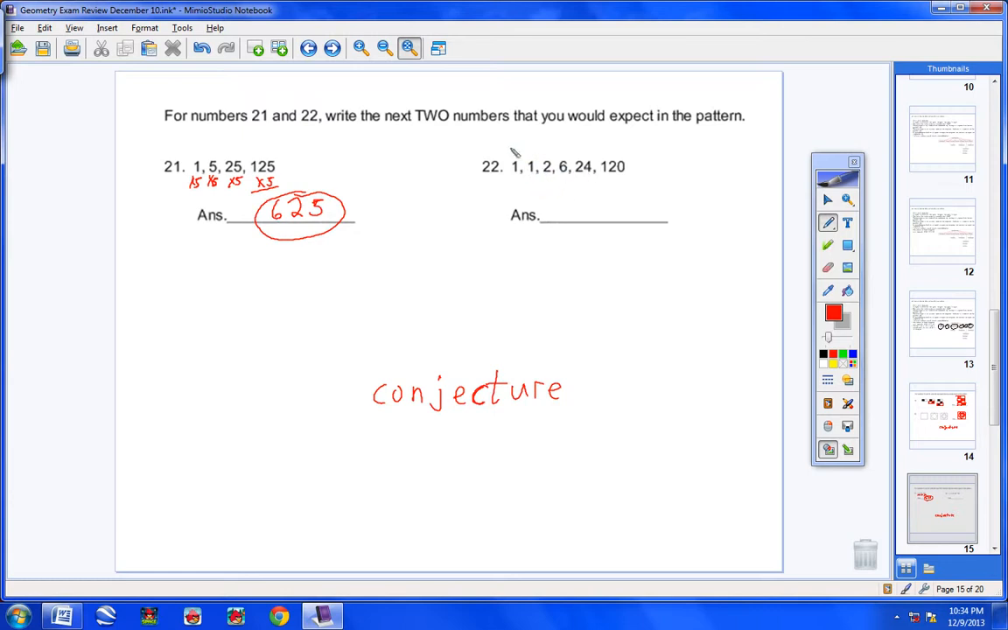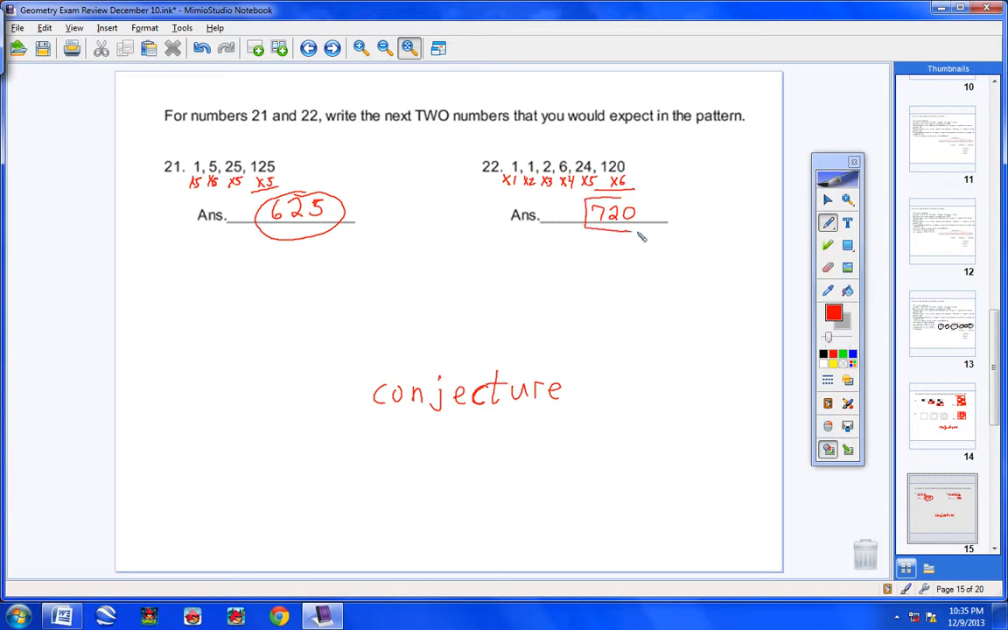And then I notice this. I notice the first number here, I multiplied by 1, which gave me a 1. Then I multiplied by 2, and that gave me a 2. Then I multiplied by 3, and that gave me a 6. Do you see the pattern? Then I multiplied 4, that gave me 24. Then I multiplied by 5, that gave me 120. So then I multiplied by 6, and that would give me, of course, 720.